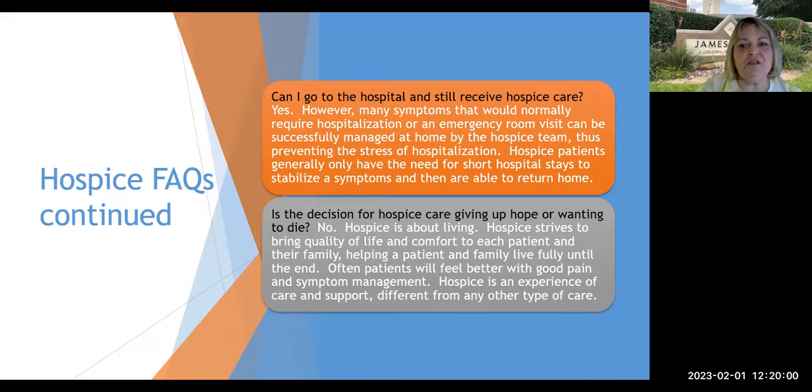Is the decision for hospice care giving up hope or wanting to die? I mentioned that one earlier about giving up hope. That's not what it is at all. Hospice is about living. It's about bringing comfort to the patient and to the family. And actually, many times what we'll find is that patients will feel better whenever they have good pain and symptom management. It's about care and support. It's very different from other types of care.